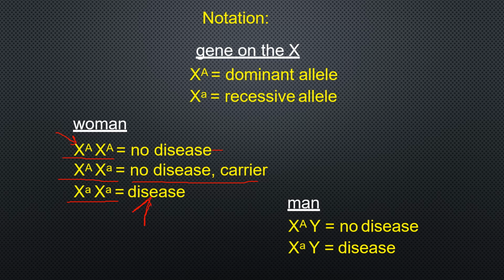Now, if we're looking at a man, then we have to include the X and Y chromosome, and we only have the genotype written by the X chromosome because it's X-linked. And so a man with a dominant sex-linked gene would have no disease. A man with a recessive sex-linked gene would have the disease.